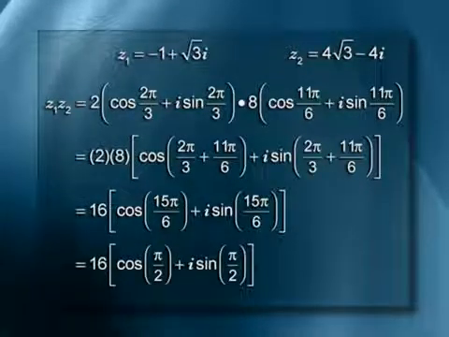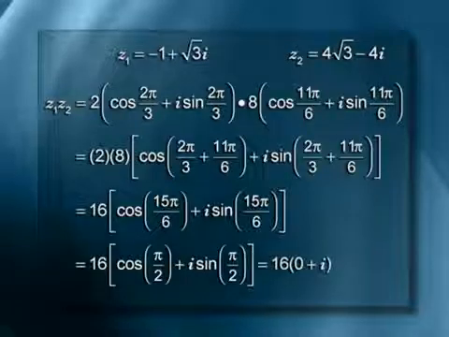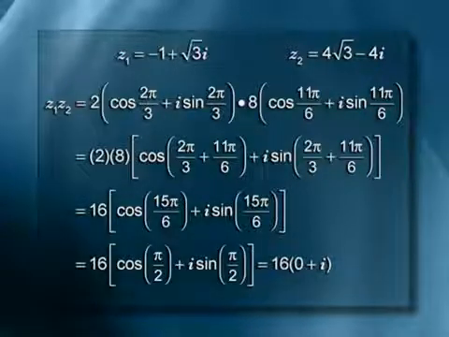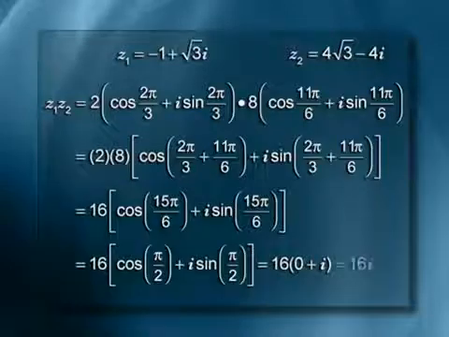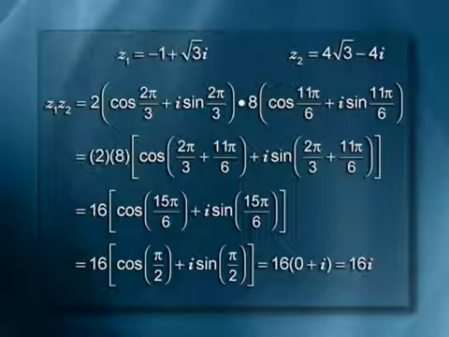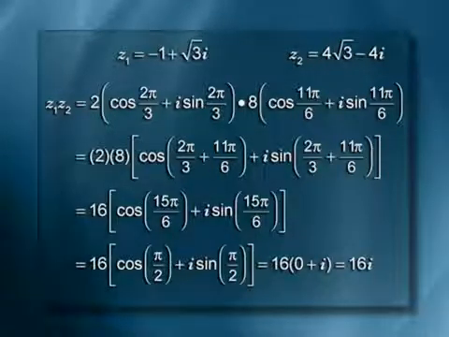Well, what's cosine pi over 2? 0. What's sine pi over 2? 1. What's our final answer? 16 times i, or 16i. Whoa, kind of amazing, kind of simplified, didn't it? That's unusual, I think. Normally products don't simplify so nicely, but I thought it was kind of nice to have it come out to be a beautiful answer, 16i.